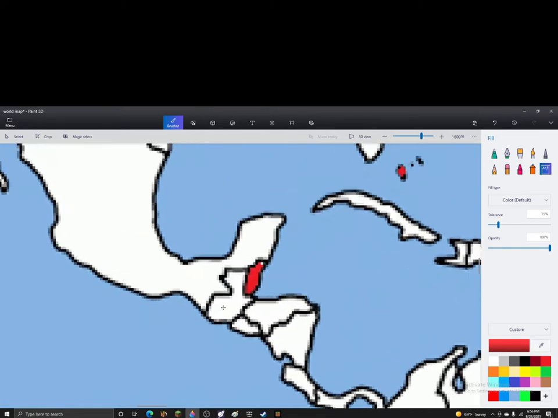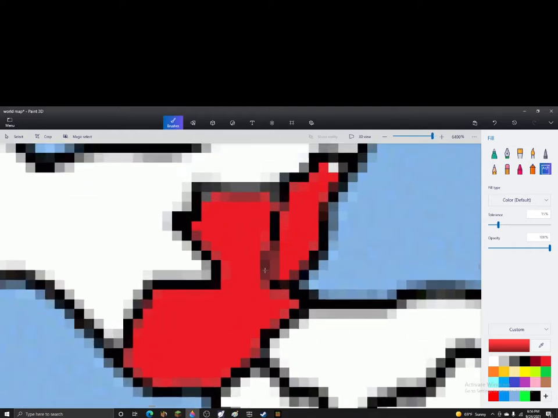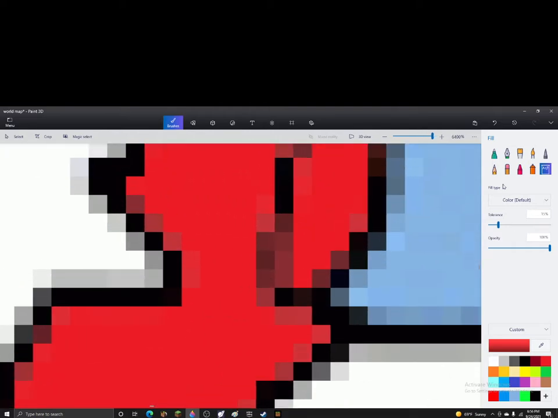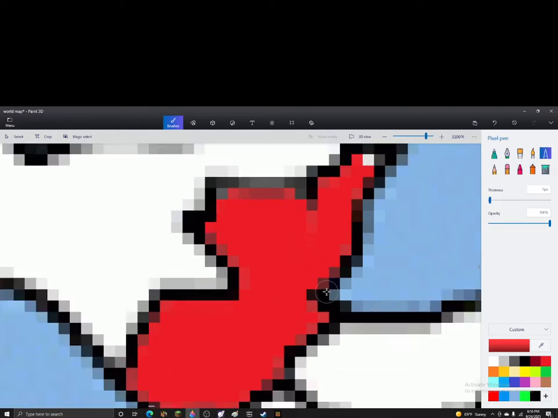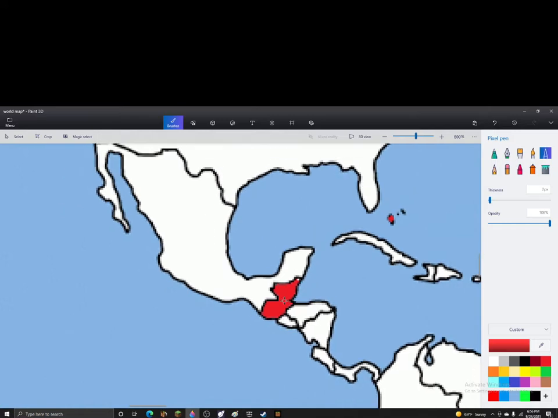And what Britain did next was they took out Guatemala. So their territories in Central America and the Caribbean grow.